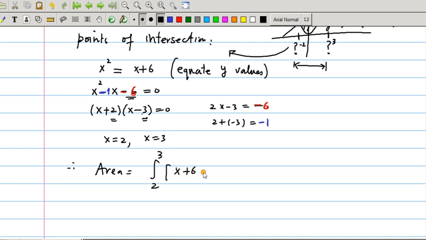Limits were not given to me, but I found the intersections. Top curve is still x plus 6 and minus the bottom curve is x square. So still top minus bottom. So now it's simple. You can, I think, integrate and get the answer. X square by 2.